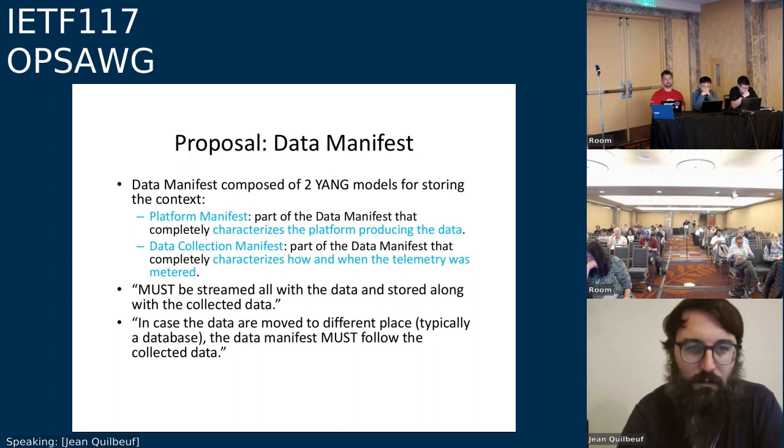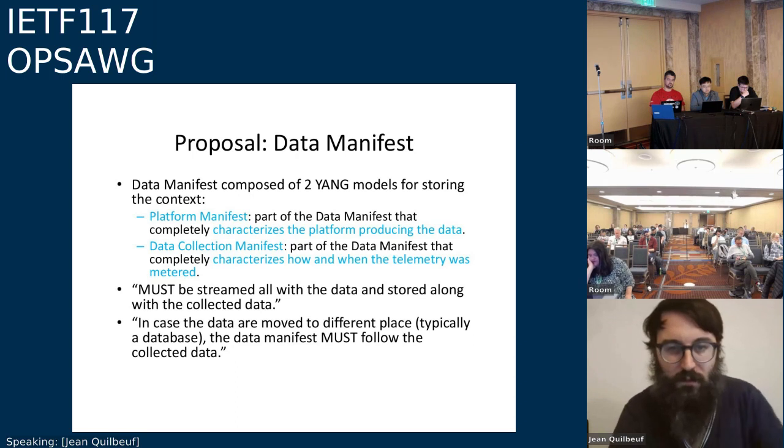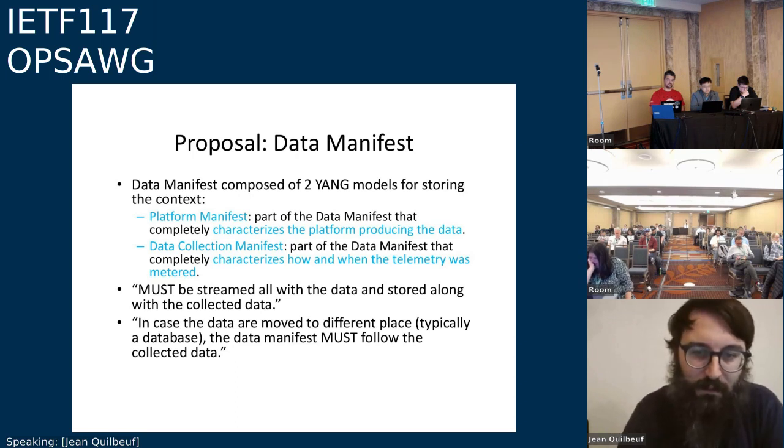And the idea is that we define this model that is stored along with the data when the data is collected, and that is kept when the data is transformed or moved to a different place, so that the people that are getting that data in the end are able to understand why some points are missing or the values that they see in the database. Next slide, please.